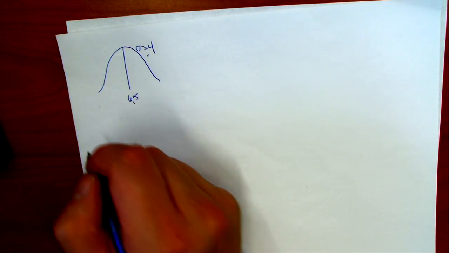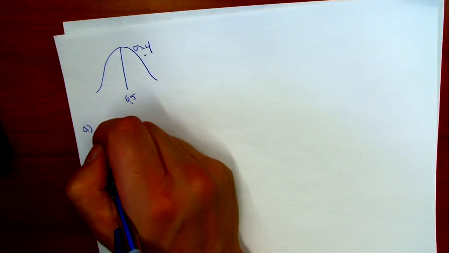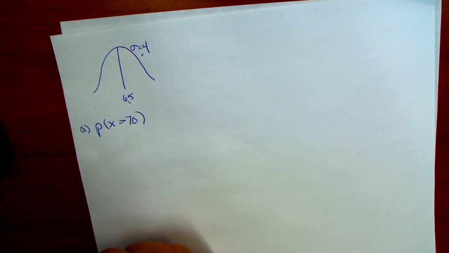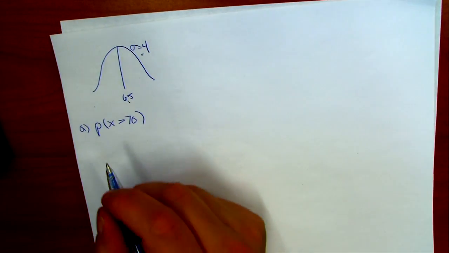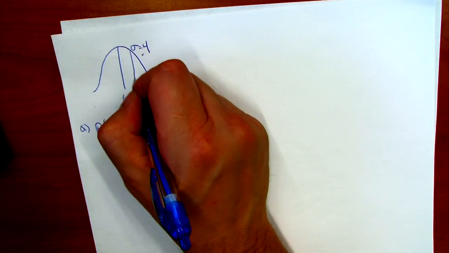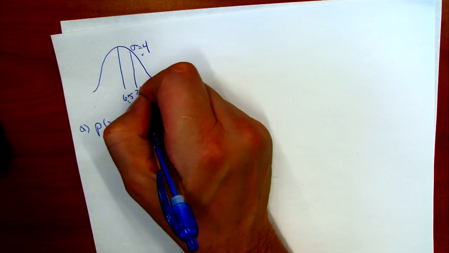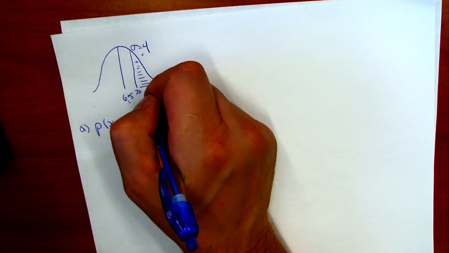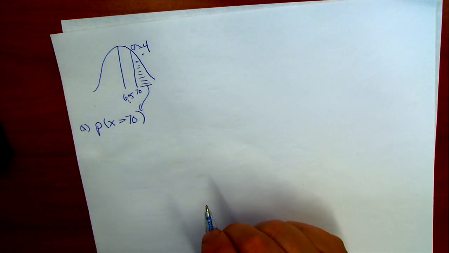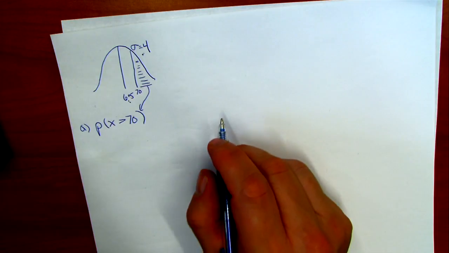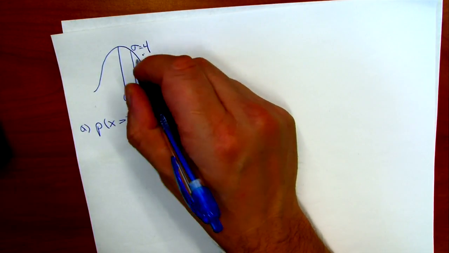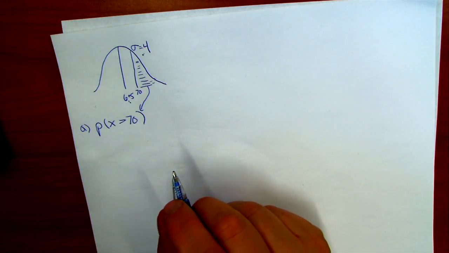The first one, part A, says, hey, what's the probability that we get more than 70 miles out of that gallon of gas? Well, we know from the last one that the area under the curve is equal to probability. So this area is equal to that probability. But that's not a nice shape like a rectangle, so I have to find the area, but I don't have a nice formula to do so.